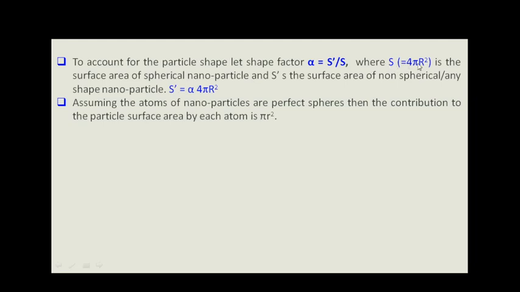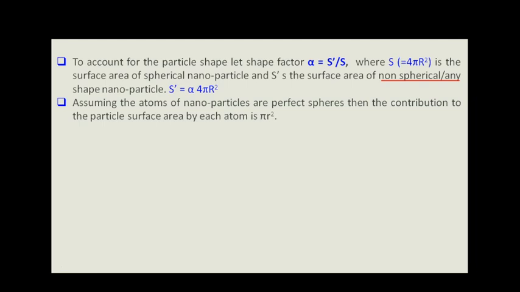So S, that is why I am writing out 4 pi r square, that is the surface area of the most spherical nanoparticle. And suppose the particle is not spherical, that means it could be of any shape. So I am writing a non-spherical, oblique, any shape, then that would be the S prime. That's S multiplied by alpha factor, and that would be alpha into 4 pi r square.